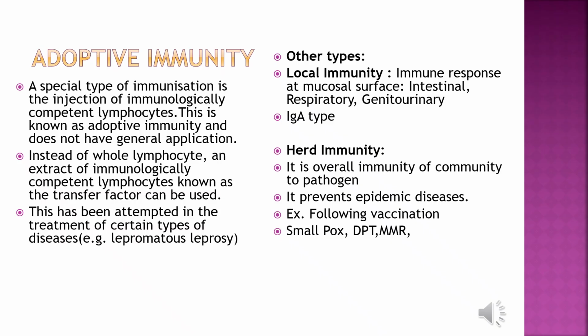The next type of immunity is adoptive immunity. A special type of immunization is the injection of immunologically competent lymphocytes. This is known as adoptive immunity and does not have general application. Instead of whole lymphocytes, an extract of immunologically competent lymphocytes, called transfer factor, can be used. This has been attempted in the treatment of certain diseases, for example lepromatous leprosy.